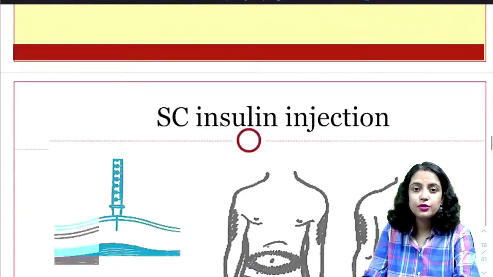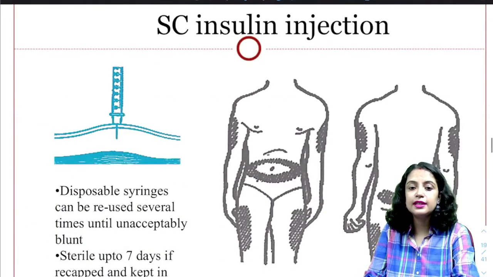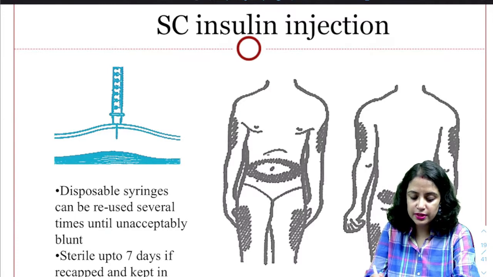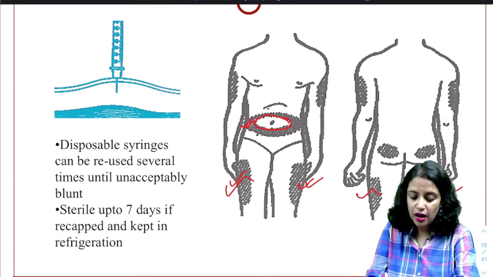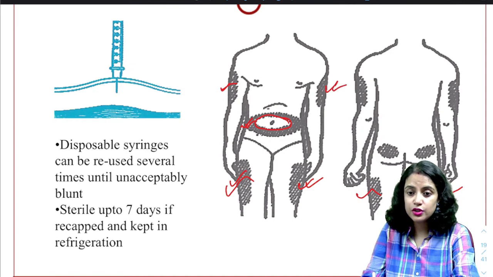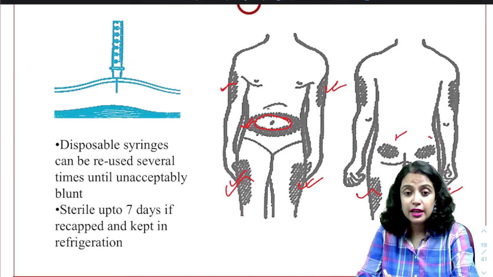So this is a pictorial representation where we can see the sites of injection of insulin, that is just leaving behind a 2-inch circle in the abdomen. It can be given in the anterolateral aspects of the thighs. In the dorsal aspect of the arm, it can be given. In the gluteal region also, it can be given.